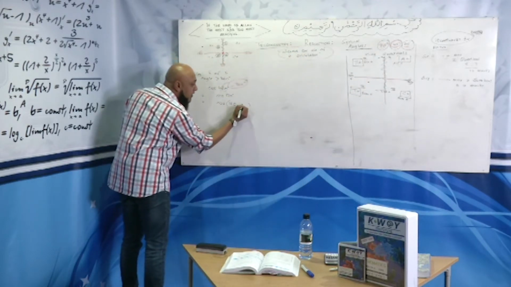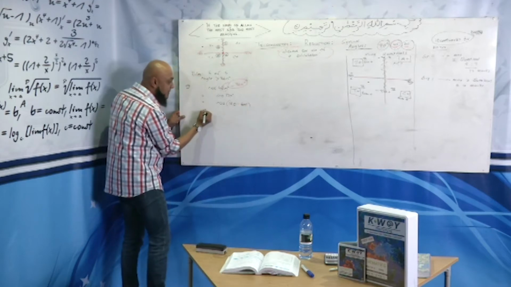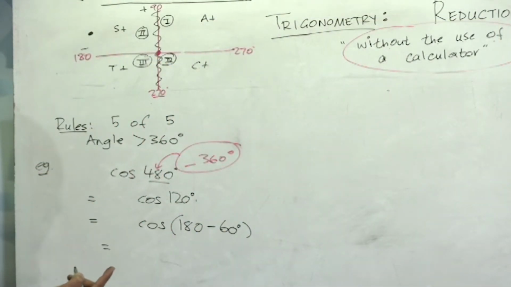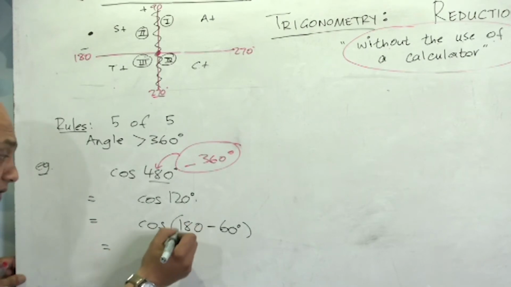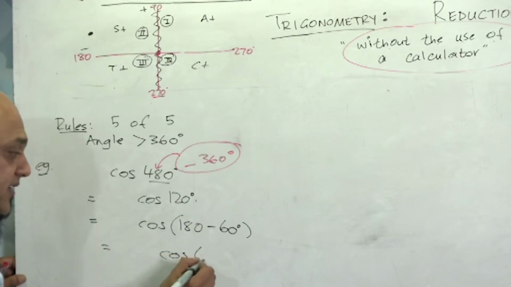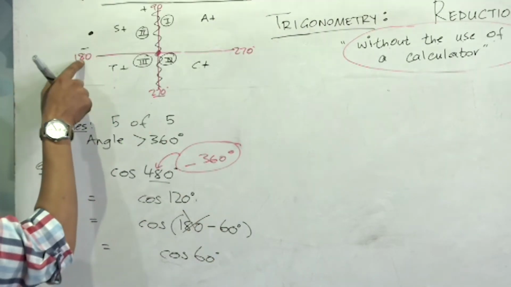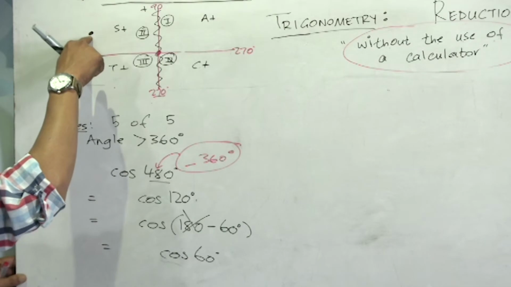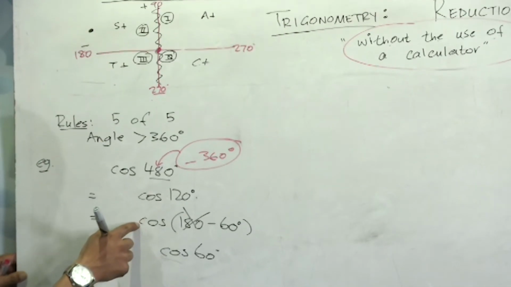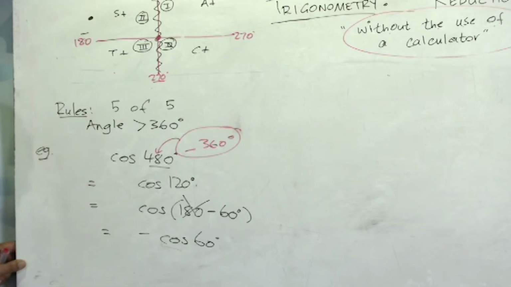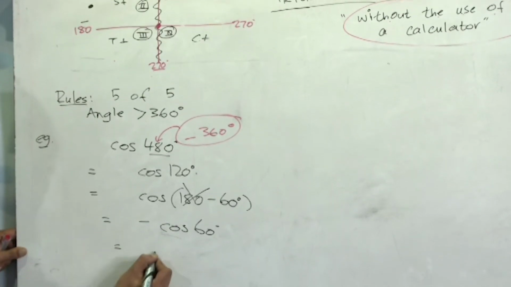So this would be cos of 180 minus 60. Now, because 180 minus 60 will give me 120 degrees, the quadrant falls away. The name stays. Cos 60, the quadrant falls away. 180 minus is in my second quadrant. What do I know about cos in my second quadrant? It's negative. So we're left with minus cos 60.